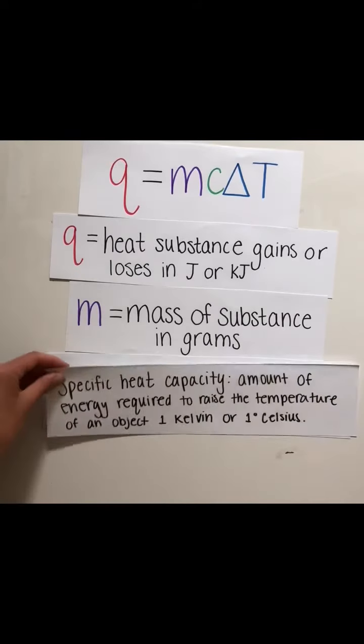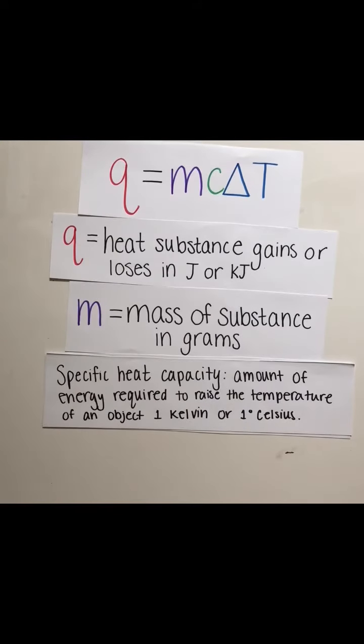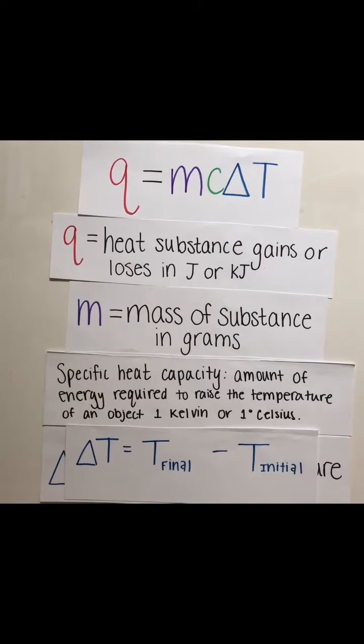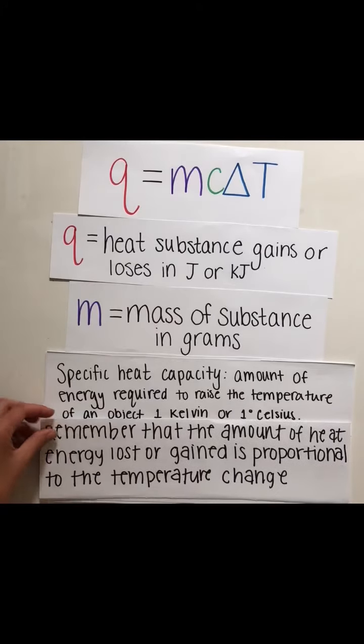The specific heat capacity is the amount of energy required to raise the temperature of an object 1 Kelvin or 1 degree Celsius. Delta T is the change in temperature. This can be calculated by subtracting the initial temperature from the final temperature. And remember that the amount of heat energy lost or gained is proportional to the temperature change.